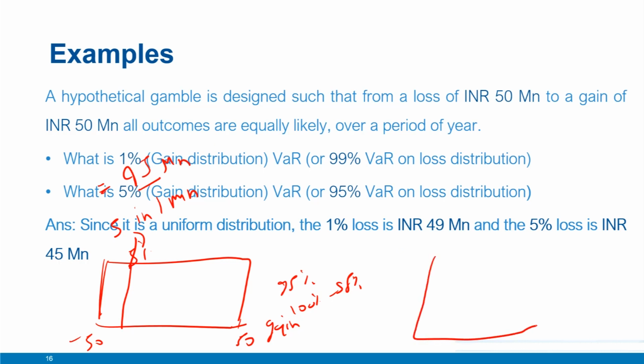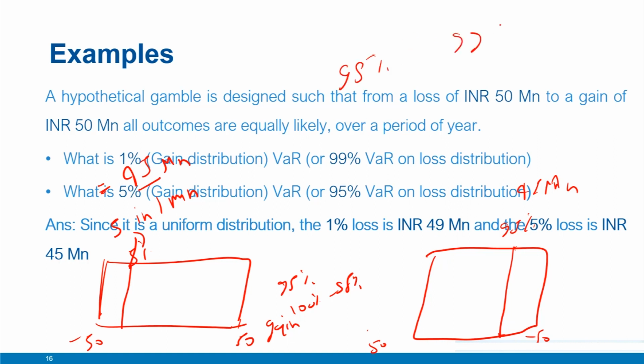Similarly, if I'm looking at the loss function, then essentially it would be 50 to minus 50, and in that case also we are looking at the 95% cutoff point on the right side, which would again be a loss of 45 million. So because this was a uniform distribution, things were rather simple for us to understand and estimate the cutoff points at 95% and 99% confidence levels. To summarize this video with a simple numerical example, where the approach employed a uniform distribution, we saw how to compute VaR for 99% and 95% confidence levels.